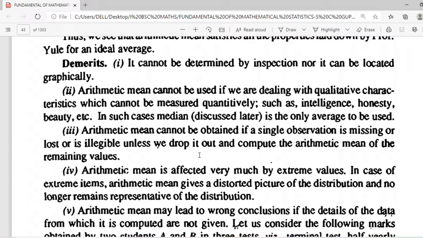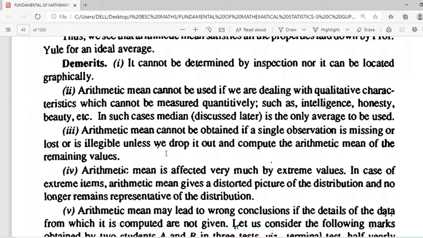That is a quantitative quantity. Qualitative means good, better, best, etc. Those are characters we cannot measure: intelligence, honesty, beauty, etc. At the same time, we can rank the observations, this is highest, or based on some non-mathematical criteria. In such cases, we will use the median.